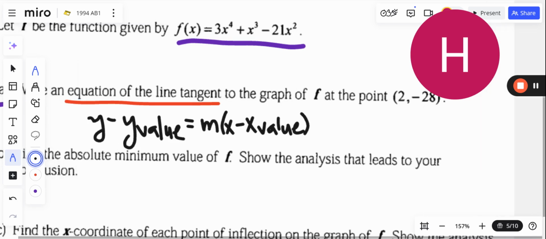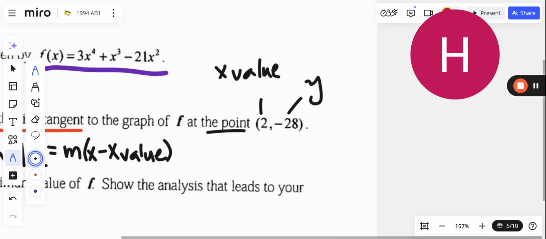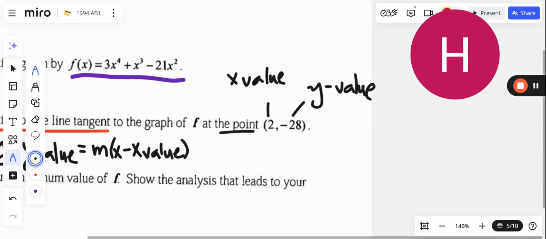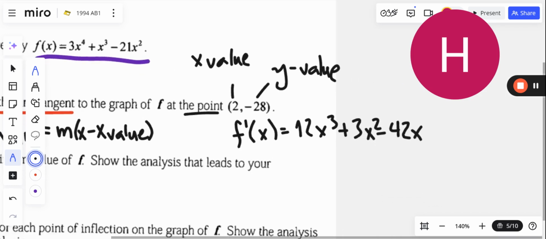And they've graciously given us the point, tangent to the graph at the point. So this is our x value, and negative 28 is our y value. So all we have to do now is figure out what the slope is. This is very easy to do. We can just take the derivative. F prime is going to give us 12x cubed plus 3x squared minus 42x. And then we can plug in 2.